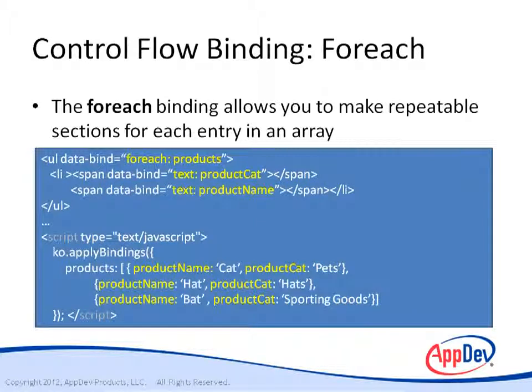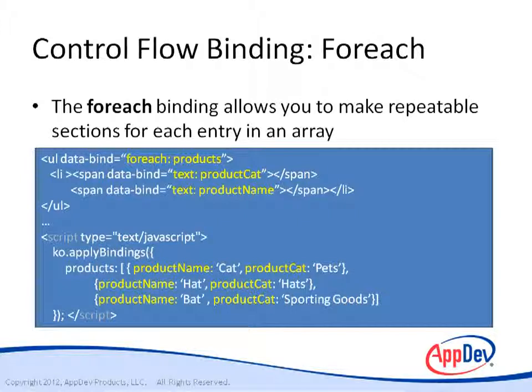Here's an example. Here we have an unordered list that has a data-bind saying foreach the products observable array. Within that, it has an li, and then it has 2 spans, where each span has a text binding. One is product cat and the other is product name. So what this is telling the code to do is that it will loop through and recreate li tags with the product cat and the product name for every product that it finds in the array.